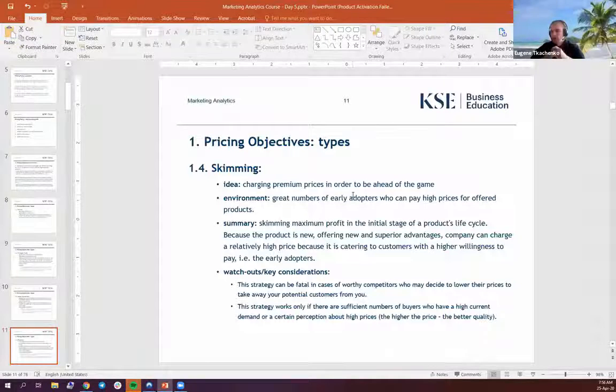And this strategy works only when there are a sufficient number of buyers, or early adopters in Apple's case, who have a certain perception of the price or have high willingness to pay.